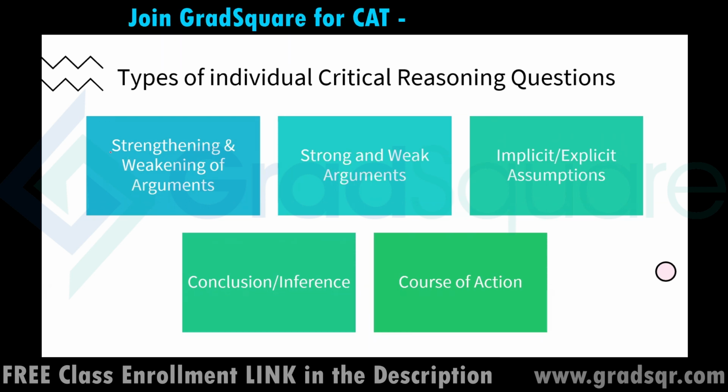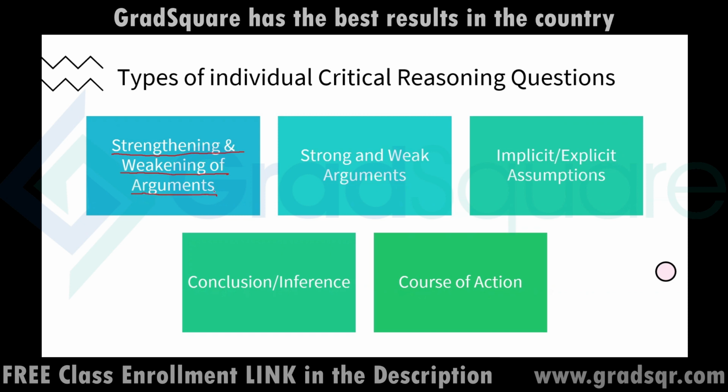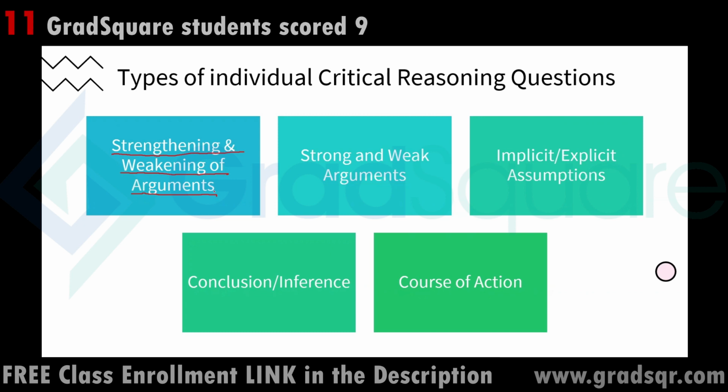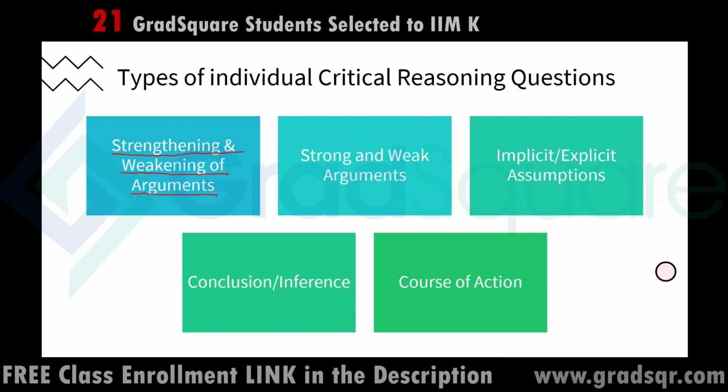The first and most important type of critical reasoning questions, which you will find in maximum quantity, is strengthening and weakening of arguments. So what will happen in these questions is that a particular argument with all three components, premise, assumption, and conclusion, will be given to you. And then the question will say, which of the following statements, if true, will strengthen the argument of the author, or which of the following statements, if true, will weaken the argument of the author.